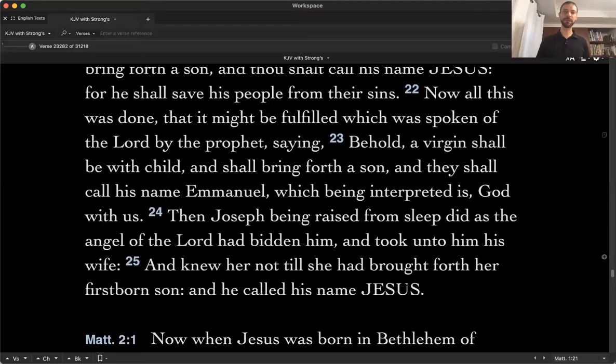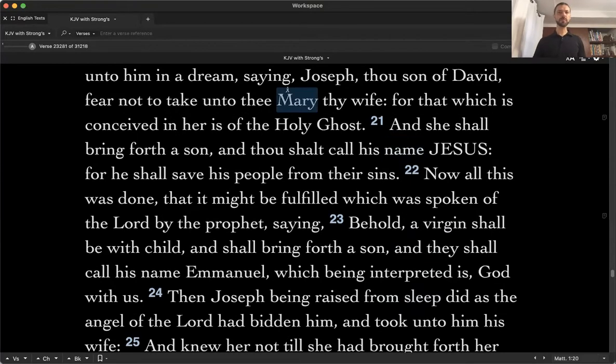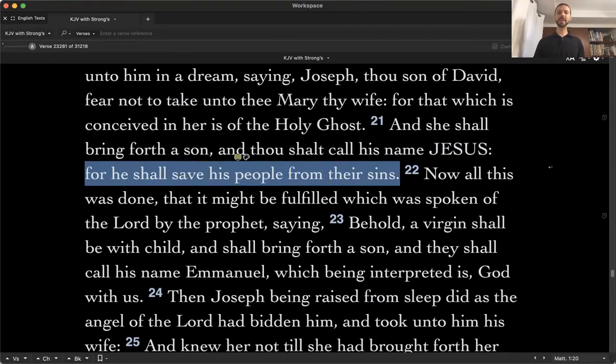A righteous line? What would that be anyway? And what makes that even more significant now is a point that's going to be made right in the passage itself. Here, the promise is said to Joseph, "Do not be afraid to take Mary as your wife. What is conceived of her is of the Holy Ghost. She shall bring forth a son. Thou shalt call his name Jesus." And here's the key line, "For he shall save his people from their sins."